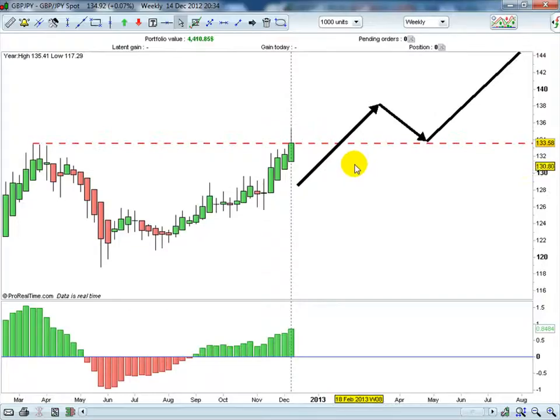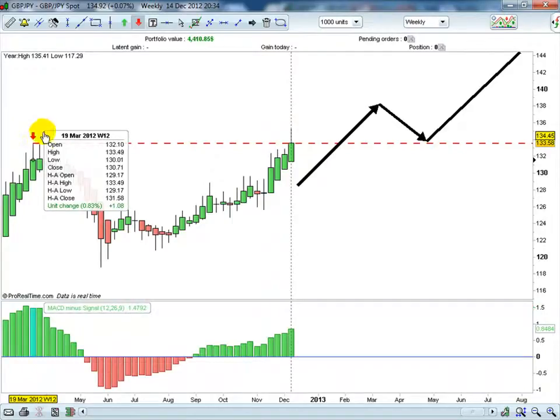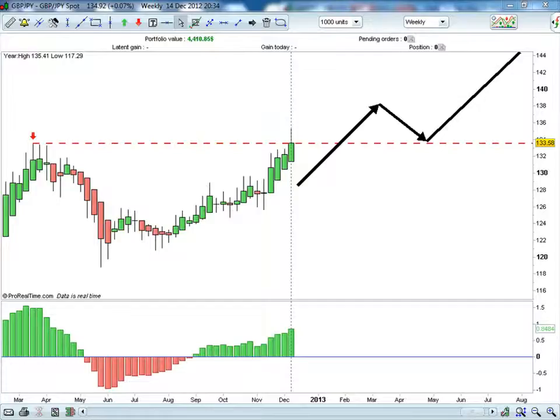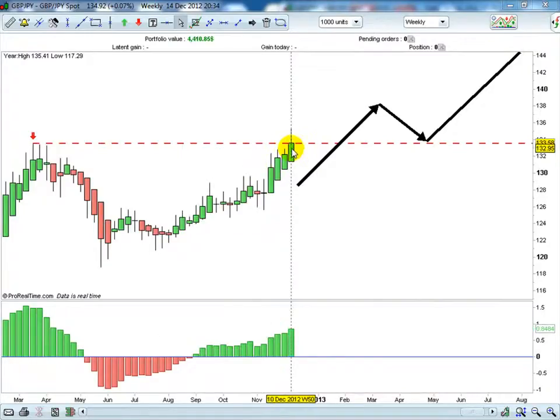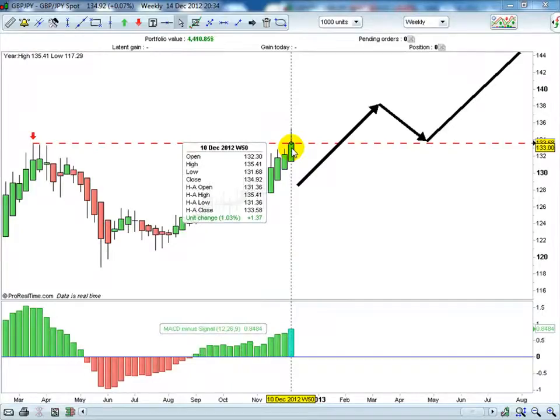Now, I'm just going to point out something really glaringly obvious, and that is that we had a hugely significant resistance on an old swing point high from March 19th in the background, at 133.49. What's going through your mind as you look at this is, okay, do I want to just sort of chicken out for the time being? And there's nothing wrong with that.